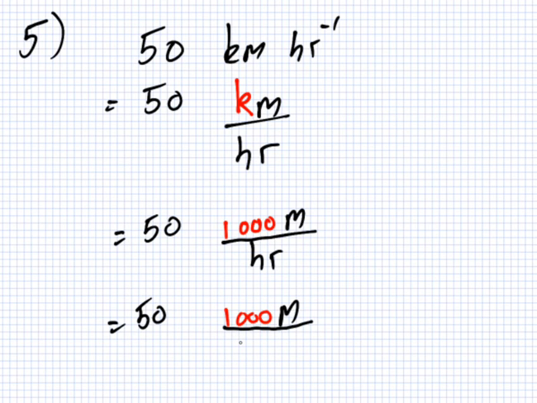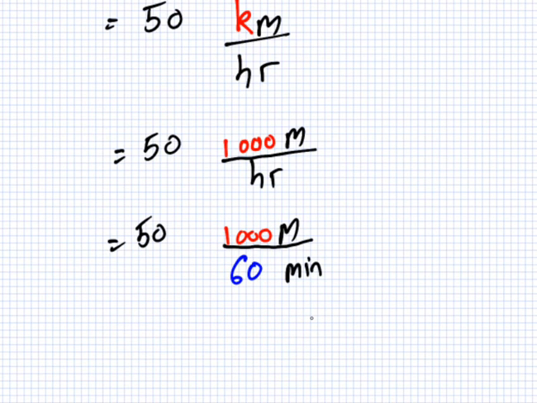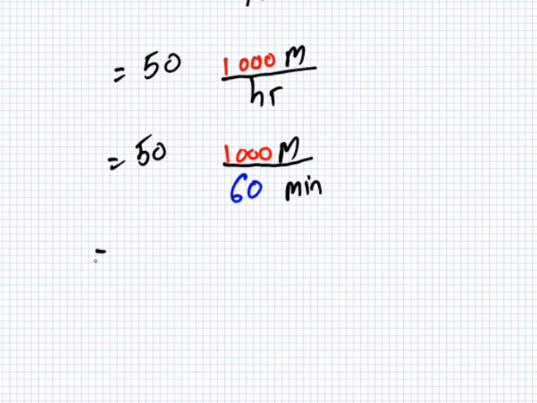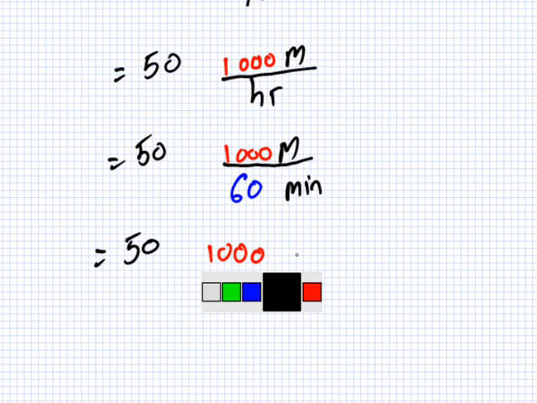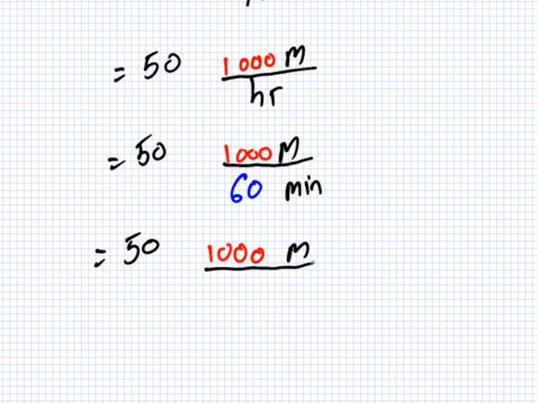So for this question, what do you know? I said 1,000 litres equals 1 metre cubed.